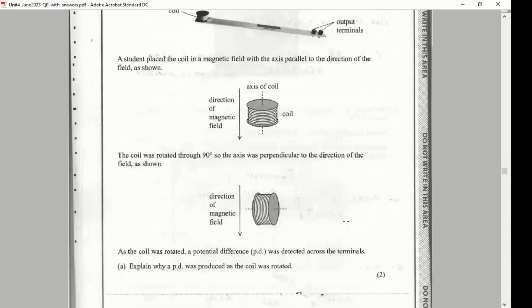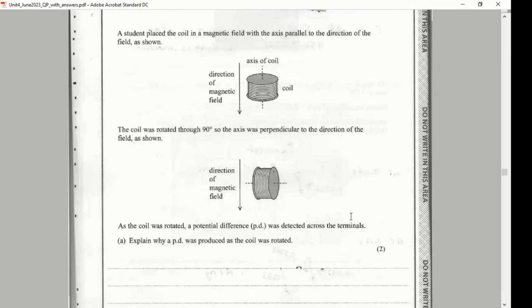As the coil was rotated, a potential difference was detected across the terminals. Explain why a potential difference was produced as the coil was rotated. So what's happening here is that potential difference is equal to the rate of change of flux linkage. In fact, technically, it's the rate of change of the flux, or the magnetic flux multiplied by the number of turns in the coil. But all you need to say is the rate of change of flux linkage. And because the amount of flux linkage is changing from a maximum to 0 over a period of time, there must be an EMF produced.